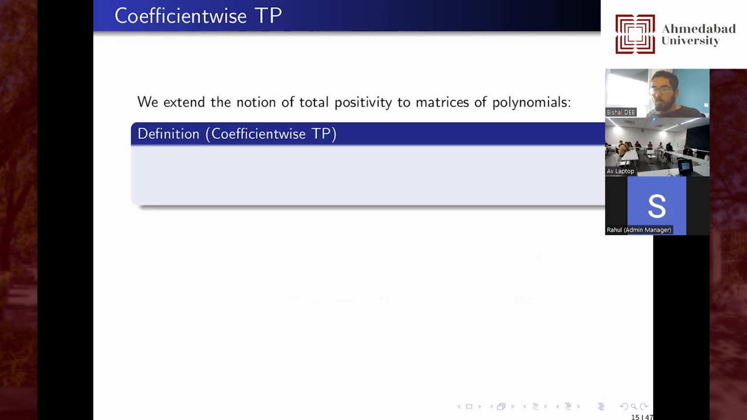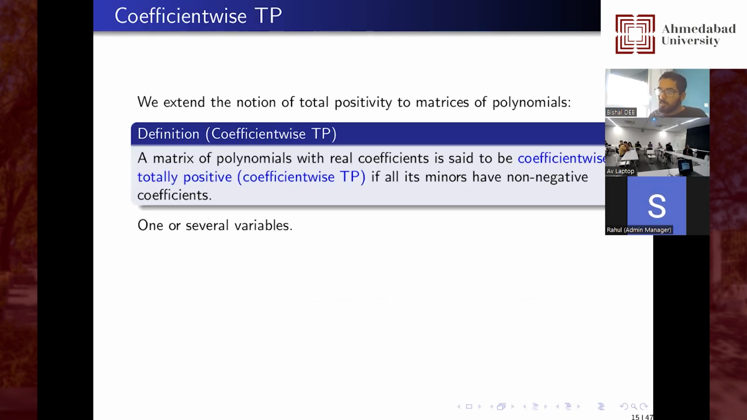So this motivates, why not extend the notion of total positivity? Instead of having real numbers in the matrix, let's have polynomials. So we say that a matrix of polynomials with real coefficients is coefficient-wise totally positive if all its minors, where you take square submatrices and compute the determinant, are polynomials with non-negative coefficients. Again, in this definition, I have said nothing about the number of variables. You can have one variable, you can have multiple variables.